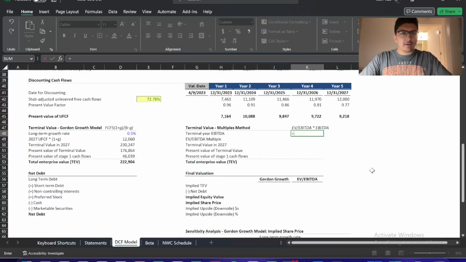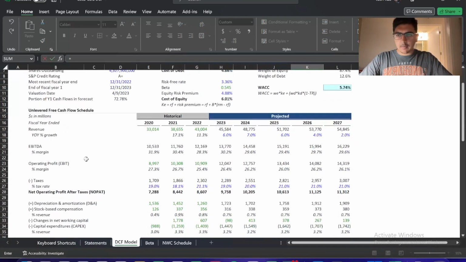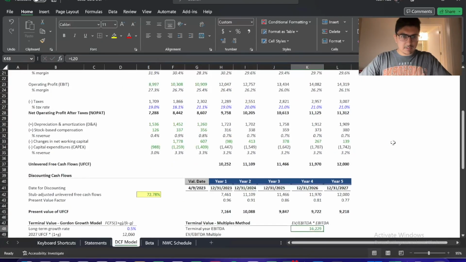So what is our terminal year EBITDA? This is why we calculated EBITDA up here in the unlevered free cash flow schedule. So this is our terminal year EBITDA, 2027, 16 billion, right?